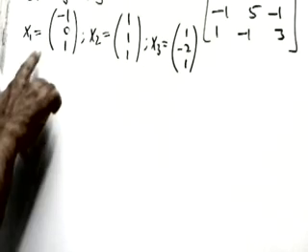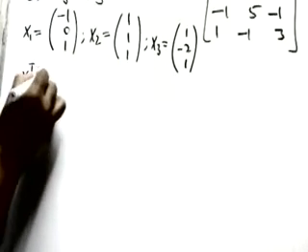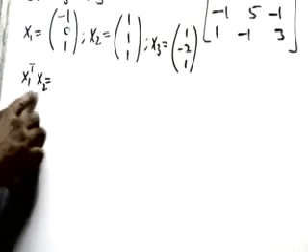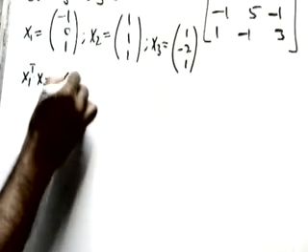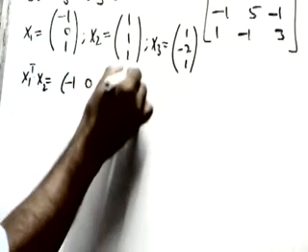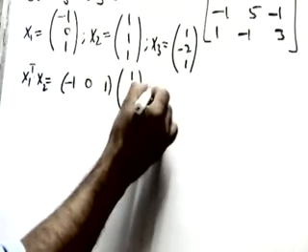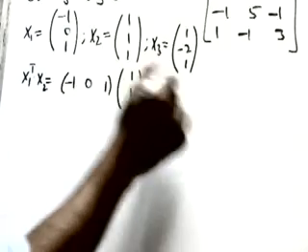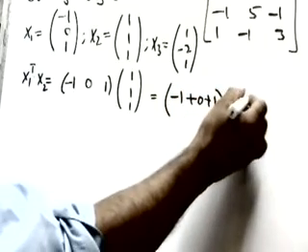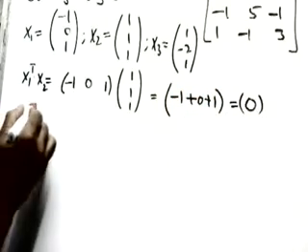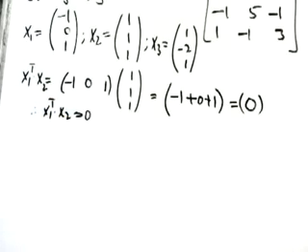Now see here, I will show one example. You watch here. Now we got the three eigen vectors x1, x2, x3. Now what happens, you see x1 transpose into x2. X1 transpose means you change the column into row. This will be like this: minus 1, 0, 1 into 1, 1, 1. If you multiply, you will get minus 1 plus 0 plus 1, so minus 1 plus 1 cancels, 0. Therefore, you got x1 transpose x2 equals 0.